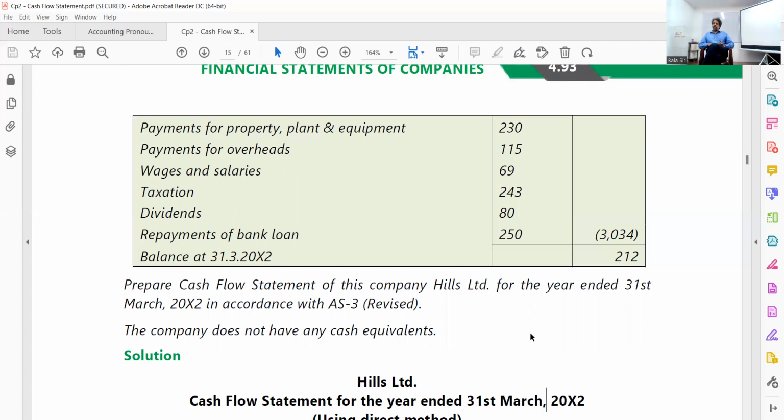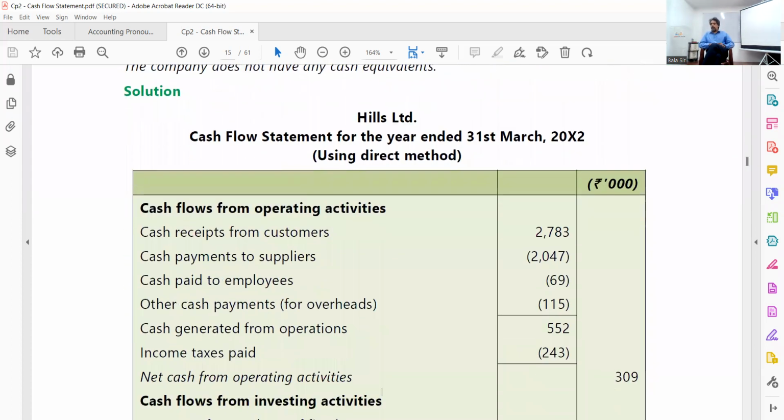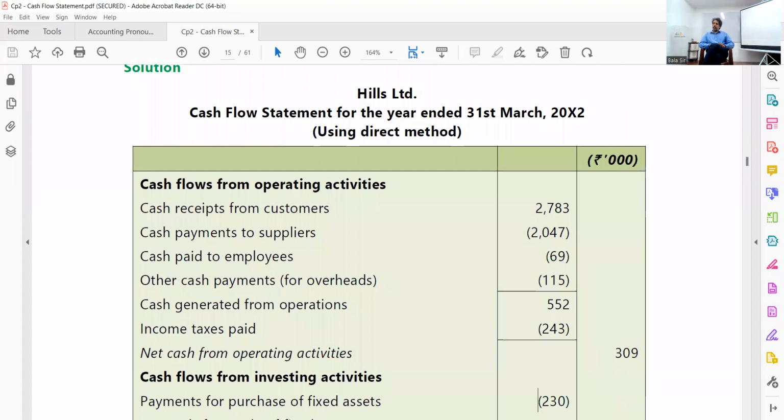Shall we? Okay, sir. Let me run through the chart for you. And once I explain, there's nothing much to explain. Just see the presentation part. Hills Limited, cash flow statement for the year ended 31st March 20x2 using the direct method. You should write that very clearly, whether they use the direct or indirect method.